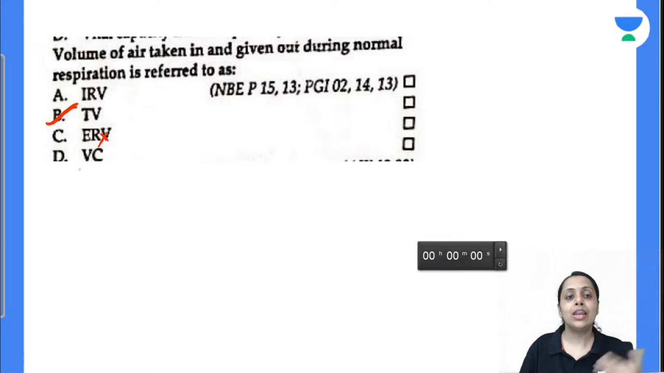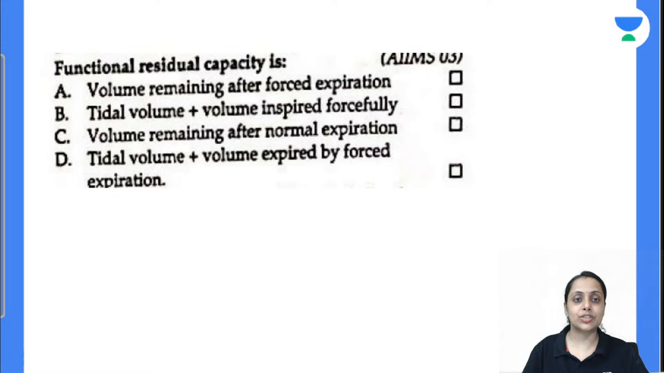Expiratory reserve volume kya hai? Normal expiration ke baad jo hum deeply expire kar sakte hain, that is expiratory reserve volume. Is this clear? So the answer is only and only B. Coming to the next one.